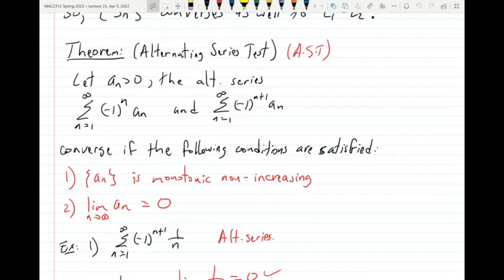First, you need your sequence a_n. Ignore the plus or minus; just take the absolute value, if you will, to get rid of the negative signs and make everything positive. That sequence has to be monotonic, non-increasing, so the terms have to be going down. And second, we also need the limit of a_n to be equal to 0. If these two conditions are satisfied, then we can deduce that the alternating series converges.